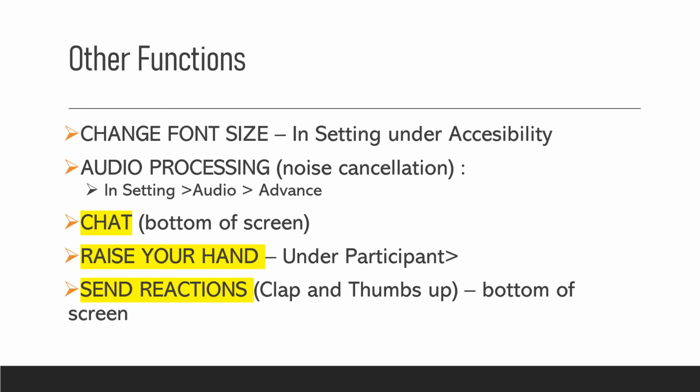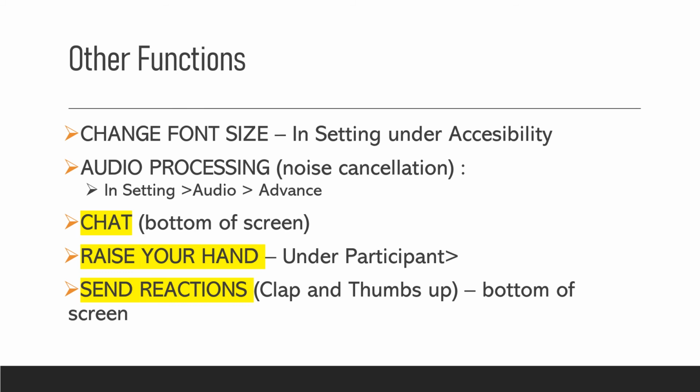Other great features in Zoom, like changing font size, can be found in settings under Accessibility. Audio processing for noise cancellation can be found in settings, Audio, and Advanced. Chat is located on the bottom of the screen, which is very useful. You could chat to anyone in particular in the meeting, or you could chat to everyone in the meeting.